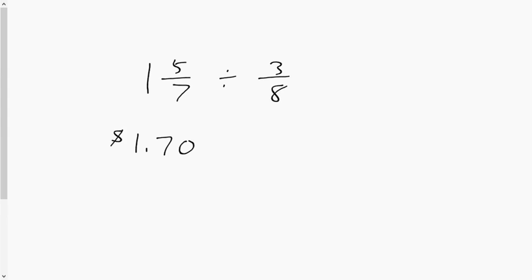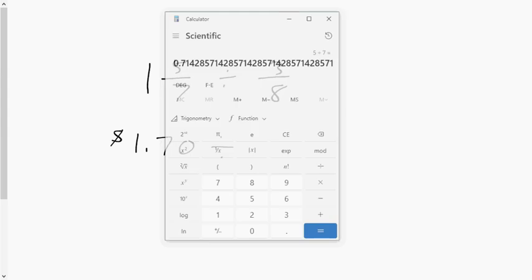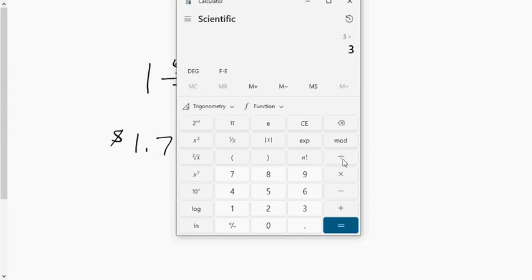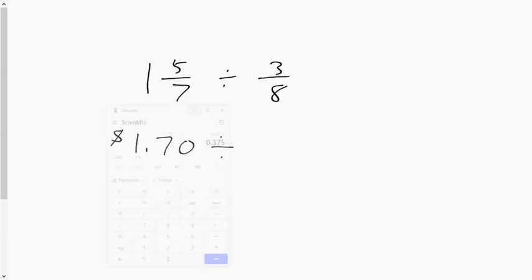Everyone go with that? And then 3/8, is that going to be more or less than 50 cents? We know it's less than 50 cents because 4/8 would be 50 cents. So 3/8 might be 40 cents. Okay? If I get my calculator, it's going to be 0.375. 0.375 is roughly 40 cents. Okay? So I'm still in estimation mode. I have $1.70 divided into 40 cents.